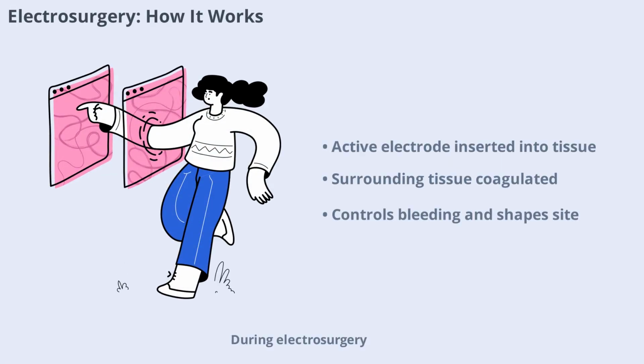During electrosurgery, the active electrode is inserted into the tissue. The surrounding tissue is coagulated in situ, which helps control bleeding and shape the surgical site. This method is particularly useful in dermatological and cancer surgeries, but it can also be applied in periodontal procedures for specific indications. However, care must be taken to avoid excessive tissue damage.